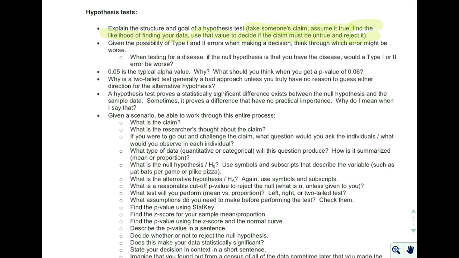If there's only a 2% chance of finding our data when we assume you're right, that's too unlikely. Therefore, you must be wrong. That's essentially how this process works. If we say, oh, there was a 12% chance of finding data as extreme as we did when we assume you're right, well, I suppose that's possible. I might be suspicious, but I don't have enough evidence to say there's no chance that that could happen. So that's the logic of the hypothesis test. You assume they are right, see how likely your results are under that assumption, and then reject from there.